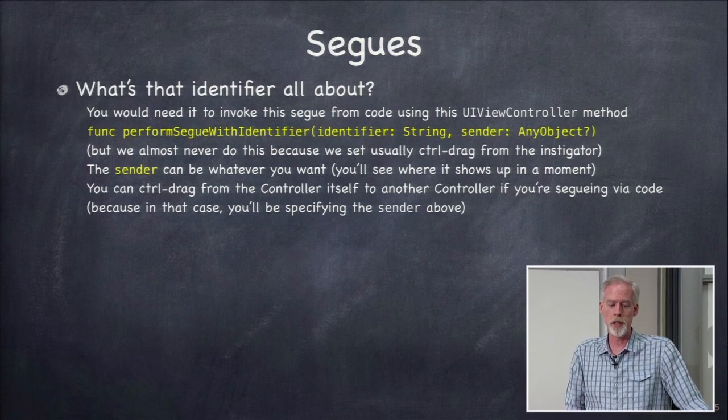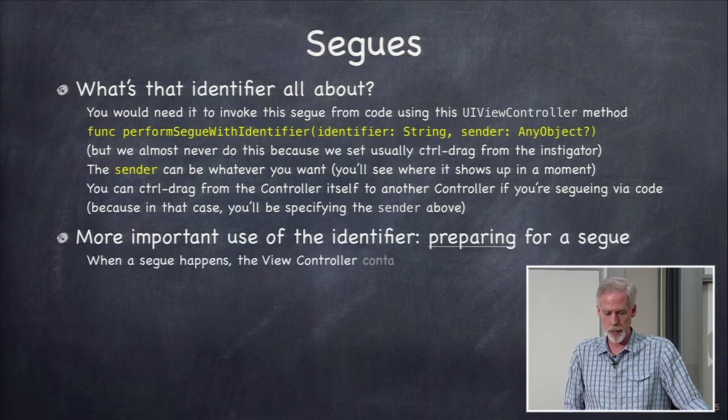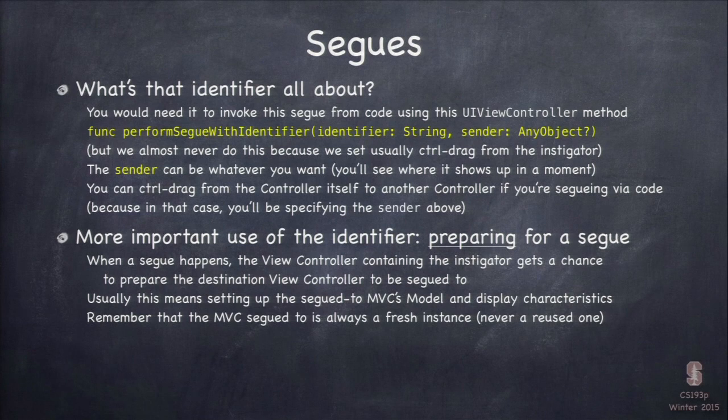But the number one reason to have the identifier in there, and the main thing that it's used for, is to prepare a segue. Because when that segue happens, it creates a new MVC. That new MVC was just born. It needs to be prepared to do what it wants to do. So for example, in the calculator case, when I segue to a graphing MVC, it's just a blank graphing MVC. I have to tell it what to graph. I have to prepare it, basically. Okay? So that's the number one thing, is preparing. So how does preparing work? Preparing, very simple.